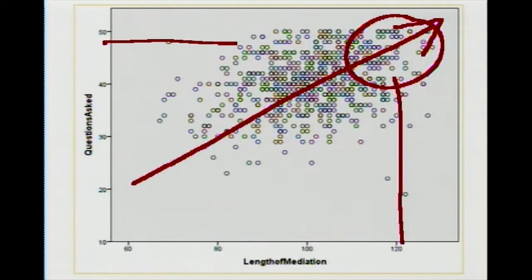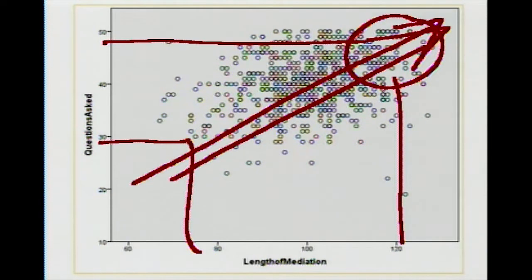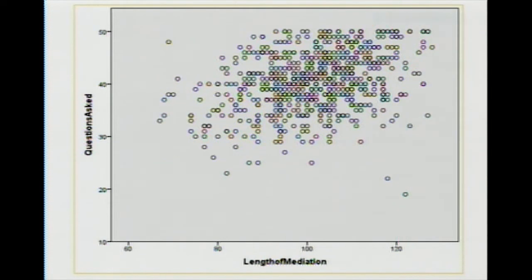So when one is high, the other's high. When one is low, the other's low. And we see that the data tend in this direction. And so we would say this is a positive correlation.